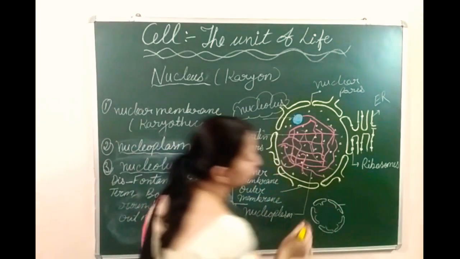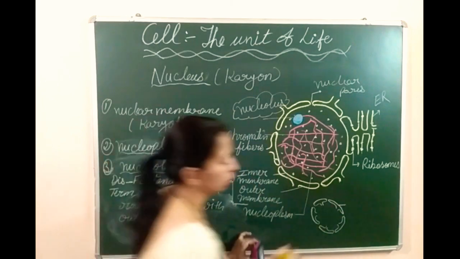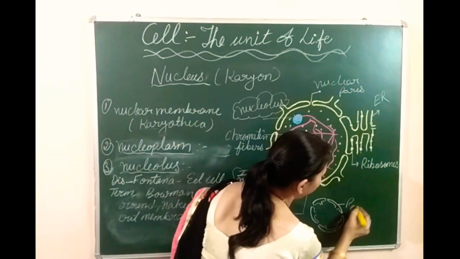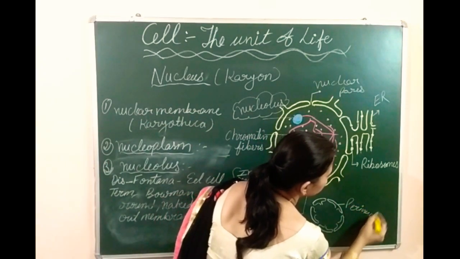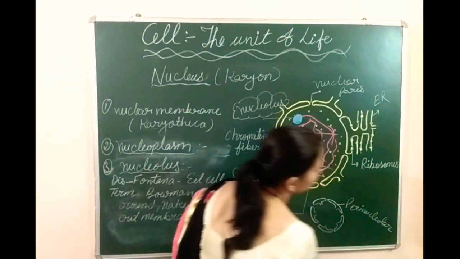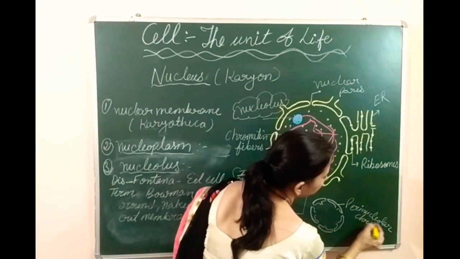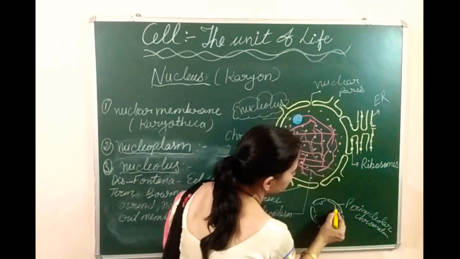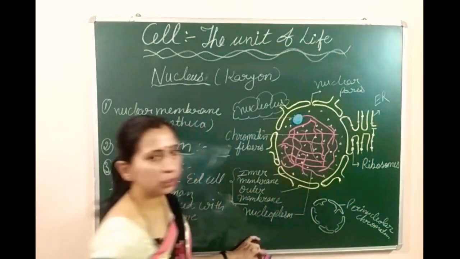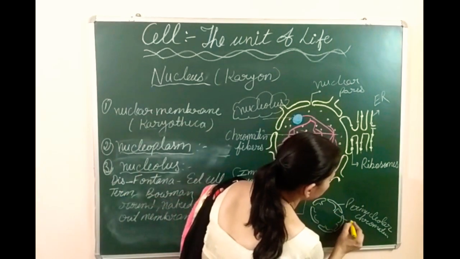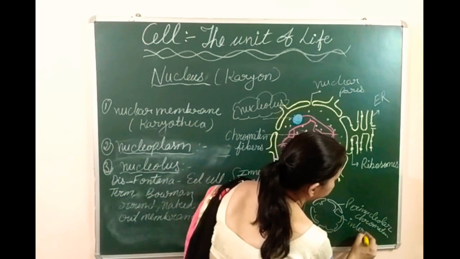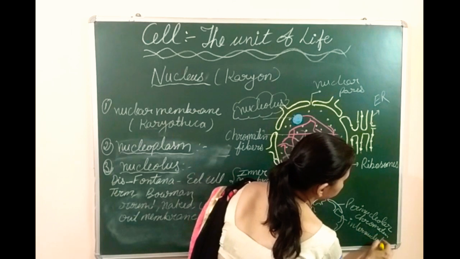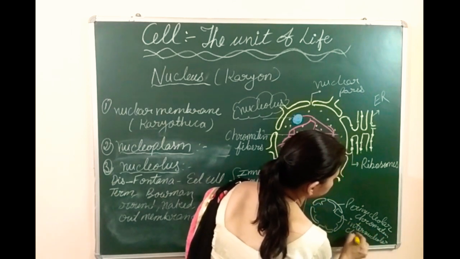These are the chromatins which cover the periphery of the nucleolus, and these chromatins are known as perinucleolar chromatins, which form the periphery of the nucleolus. And the chromatins which form the inner side of the nucleolus are known as internucleolar chromatins.